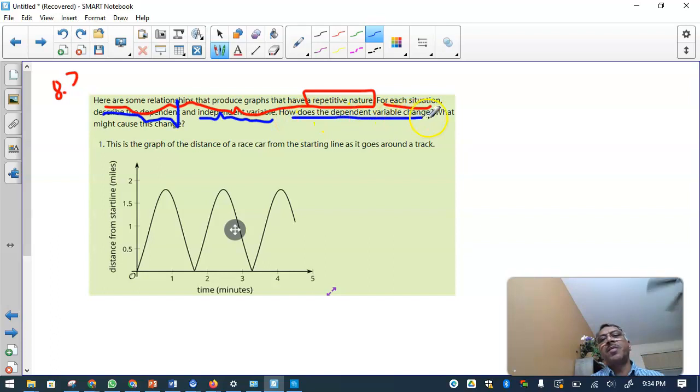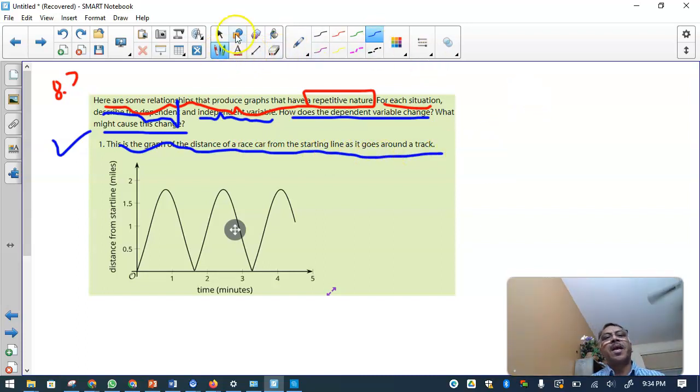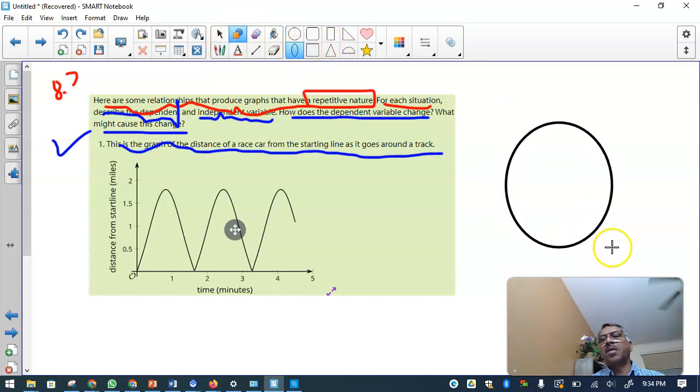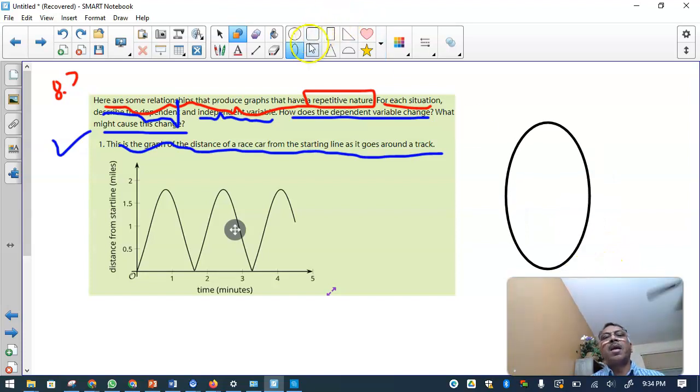How does the dependent variable change, and what might cause this change? Now, this is the first one. This is the graph of the distance of the race car from the start line as it goes around the track. I already showed you. It's like a track. Maybe this is the track, and this is the starting point, and it goes around the track. This is the track with the car racing, and this is the starting point. So there it is, and I've already shown you.